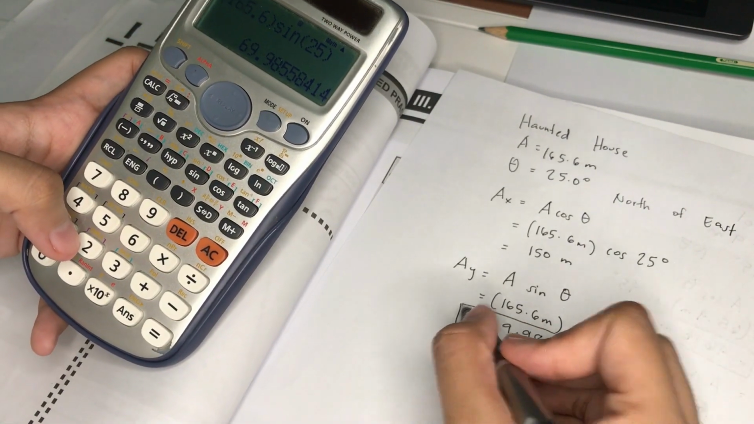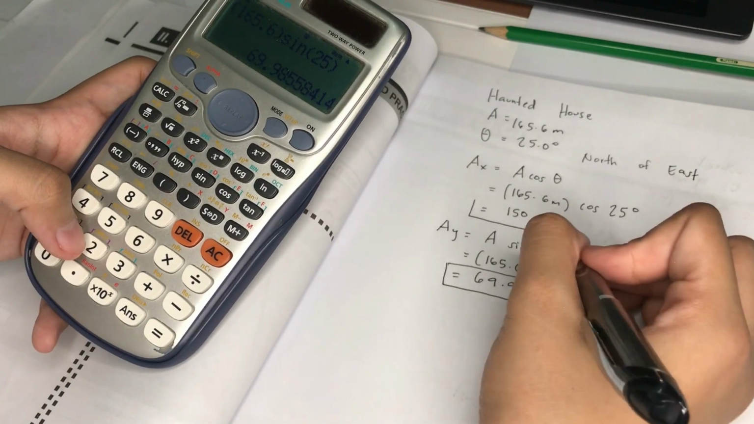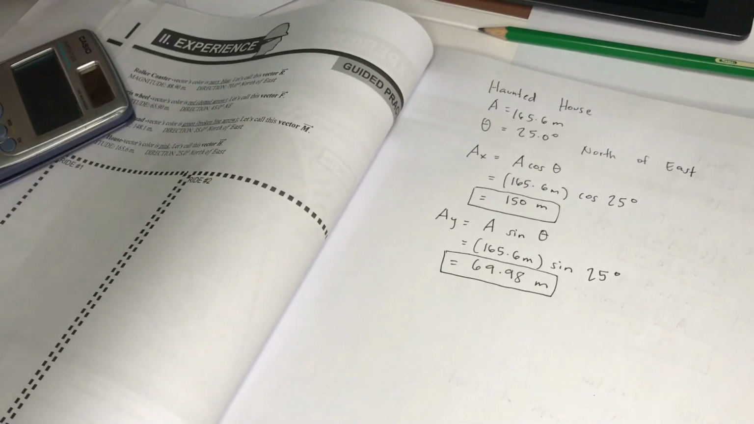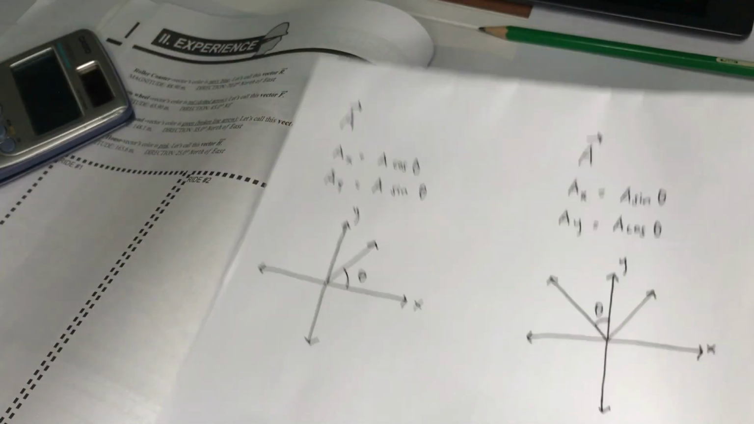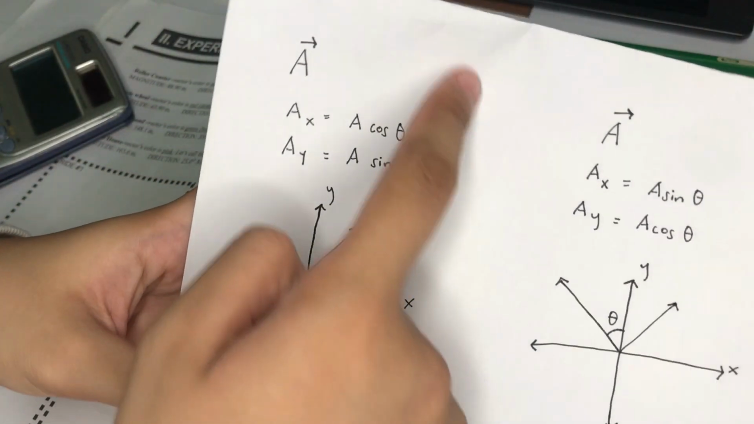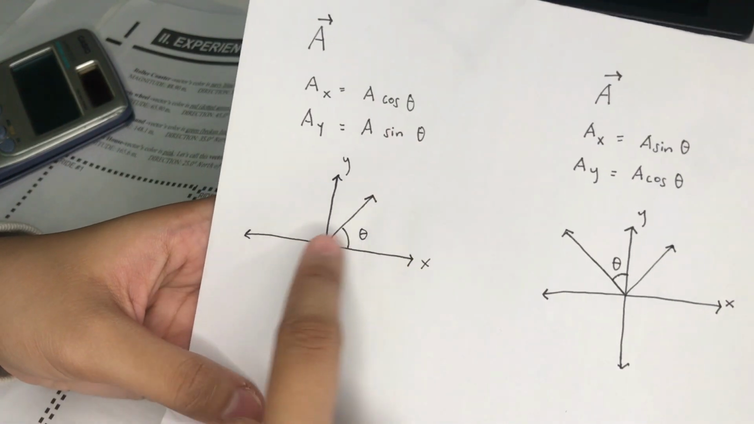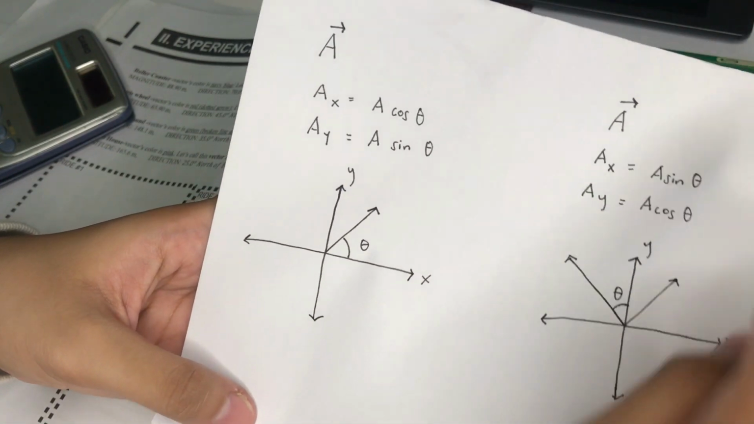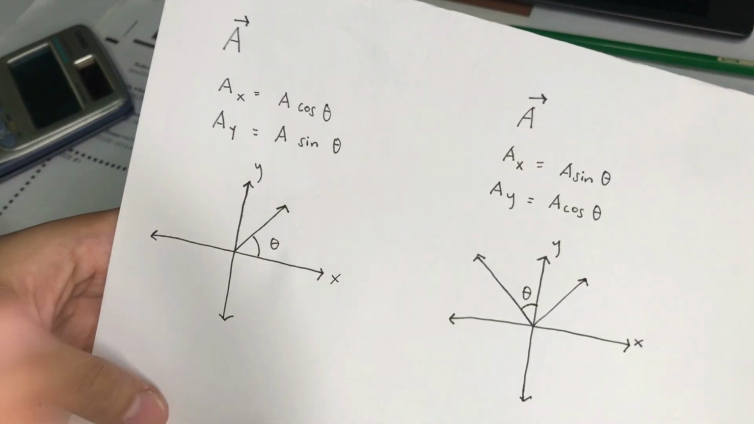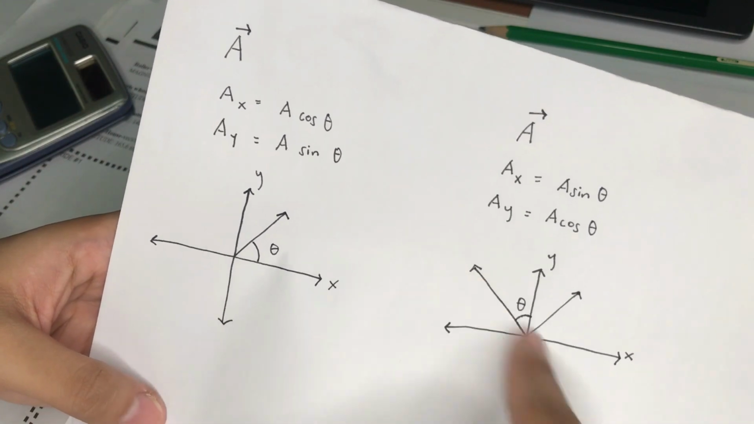And that's how you solve for the components of the vector. Just keep these formulas in mind. We will use this set of formulas if and only if your angle is between the vector and the x-axis, and then this other formula if your theta is between the vector and the y-axis.